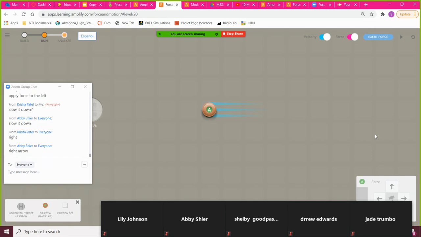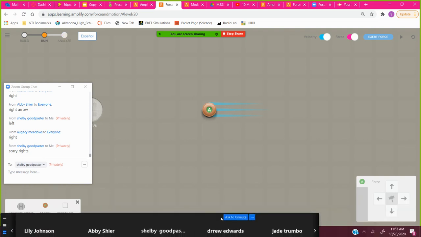Okay, so Krisha's saying I need to click the right arrow. Abby said the right arrow. What's everybody else thinking? If I need to slow this object down, in which direction do I need to press or go? If my object is going to the left and I need to slow it down, okay, so I need to press this arrow to the right.